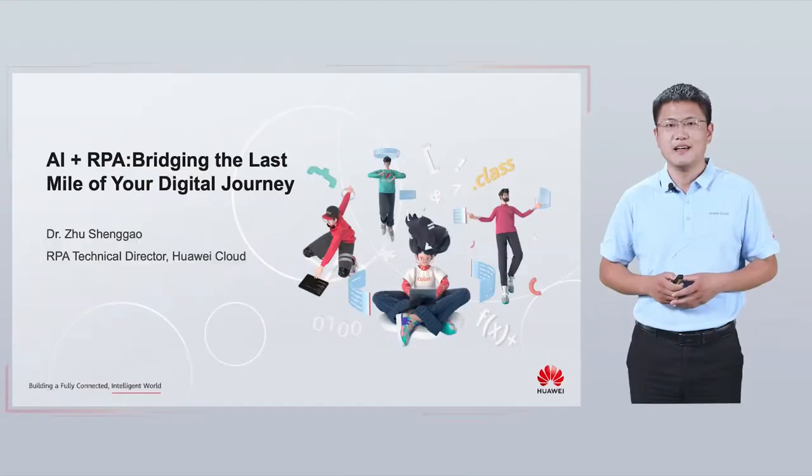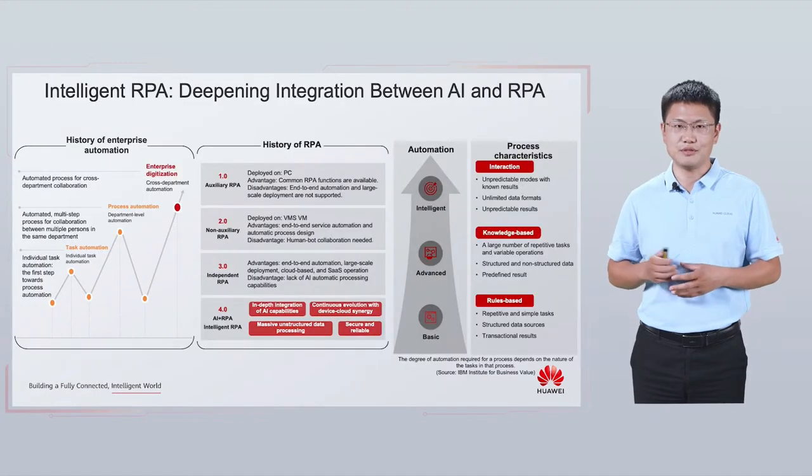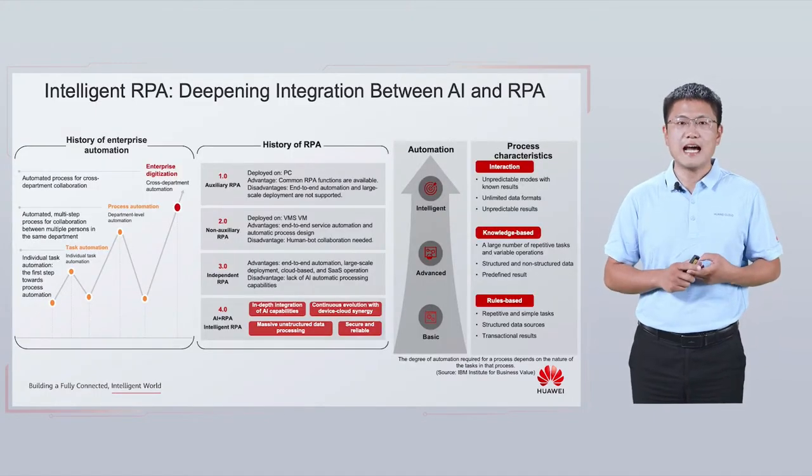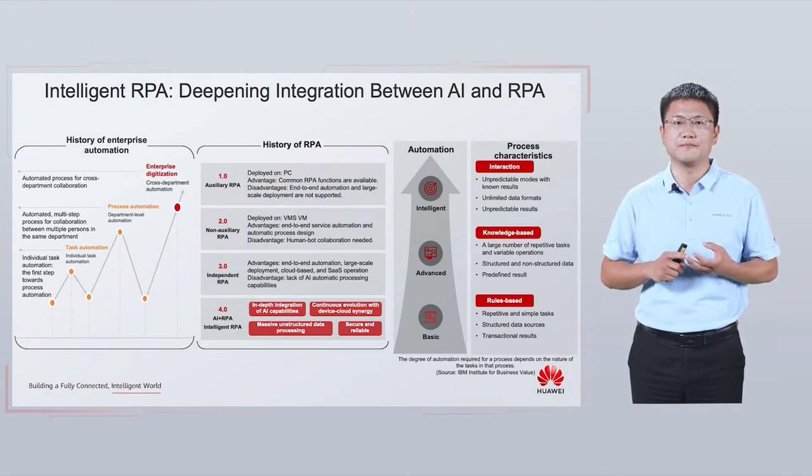Hi, everyone. I'm glad to share with you how the intelligent RPA is developed and used. In this sharing, I will present you the industry trends, new features, and some user scenarios and cases of the intelligent RPA. As you can see, enterprise automation goes through a long process, from individual task automation to department-level process automation, and then to enterprise-level automation.